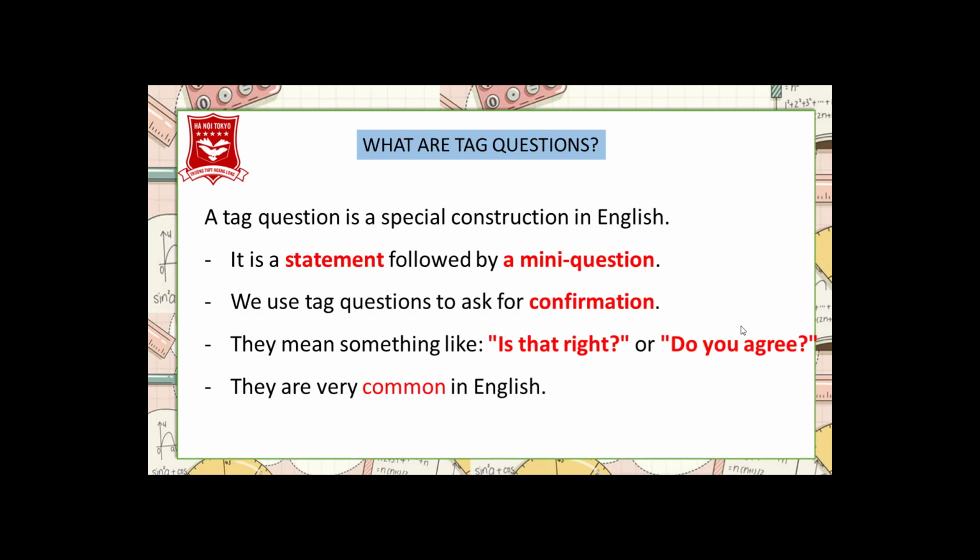So, what are tag questions? The first thing, a tag question is a very special construction in English. It is a statement followed by a mini question. For example, let's go, shall we, right? And we use tag questions to ask for confirmation. They mean something like, is that right? Or do you agree? And they're very common in English.